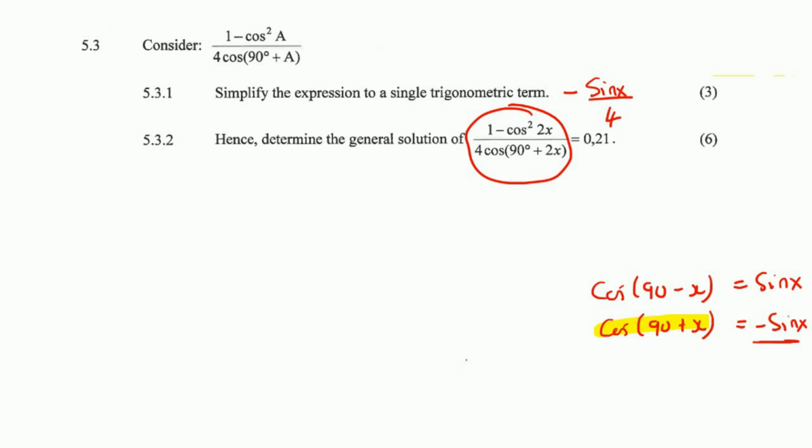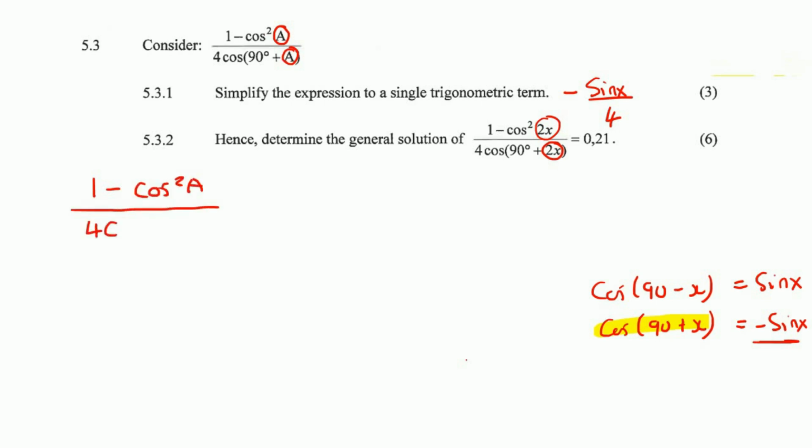Here they're using an A and an A. Here they're just using a 2x and a 2x. But besides that, everything is exactly the same, right? So we learnt in the previous question that (1 minus cos squared A) over 4 cos(90 plus A) becomes minus sin A over 4. Sorry, I apologize, I was using x's the whole time. We know that that turns into that.